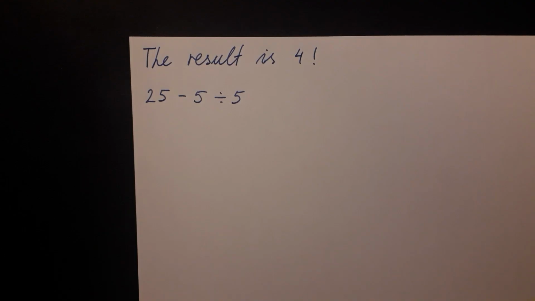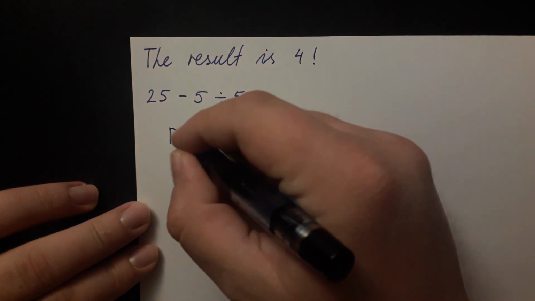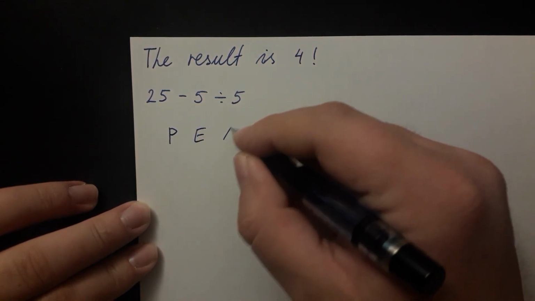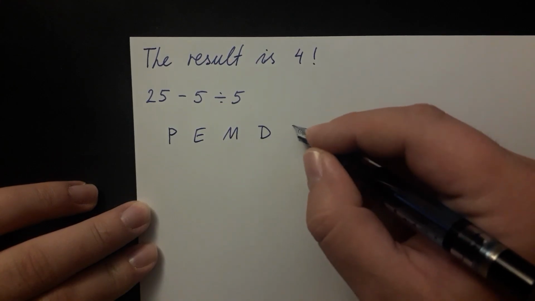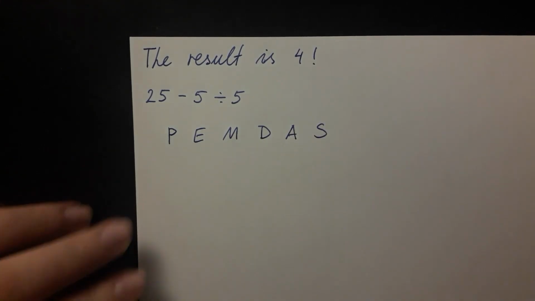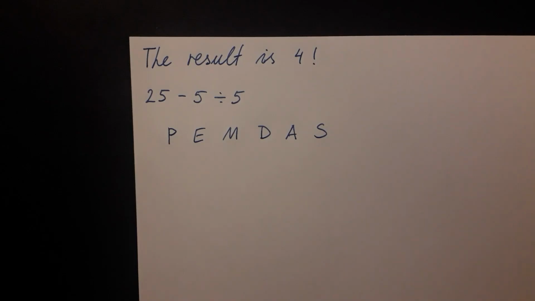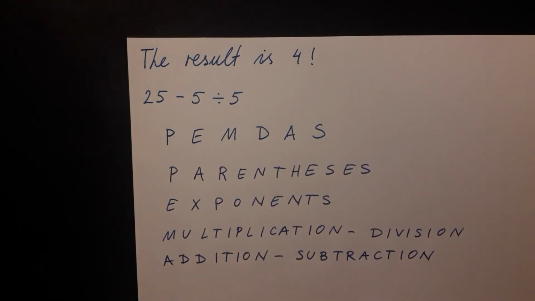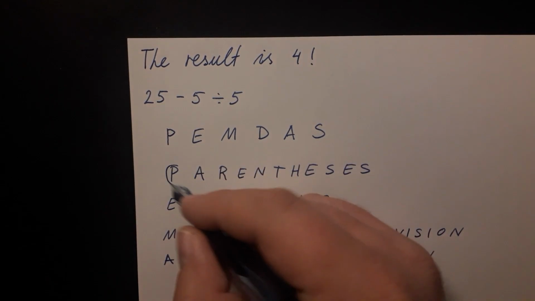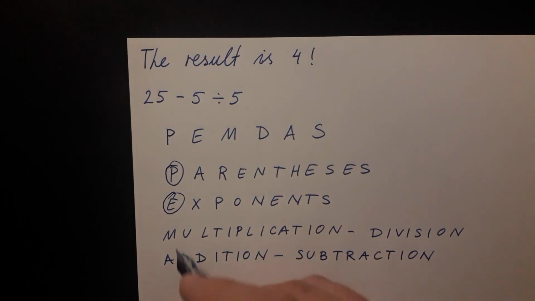operations. We have subtraction and division. As far as the order of operations is concerned, we have to do division first and then the subtraction. If you are not sure how to easily remember the order of operations, you can use a simple acronym, PEMDAS. The acronym PEMDAS stands for parenthesis, exponents, multiplication, division, addition, subtraction.